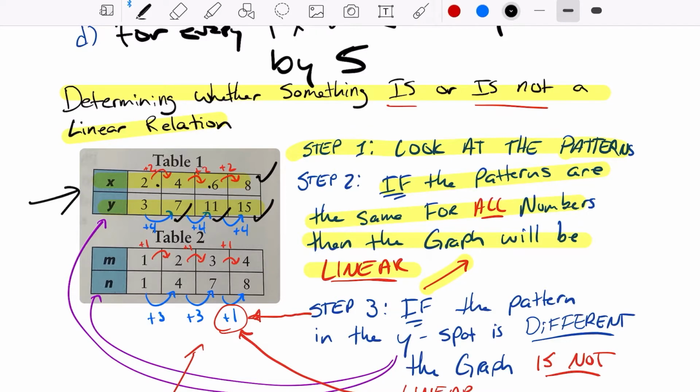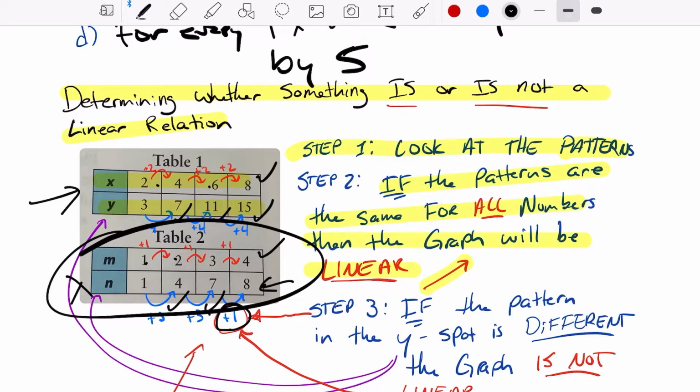Let's look at table 2. Table 2 goes up by 1. 1 plus 1 is 2. 2 plus, yeah, this is perfect. Let's look at this one. 1 plus 3 is 4. 4 plus 3 is 7. 7 plus 1 is 8. This one is throwing off the table. This one is making the line not straight. It's not linear. Therefore, this graph right here is not a linear equation.